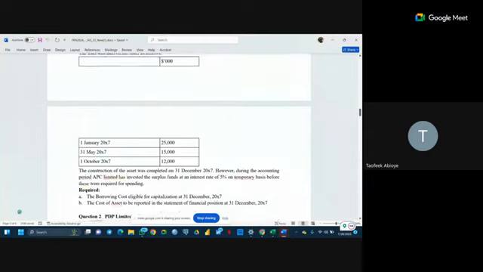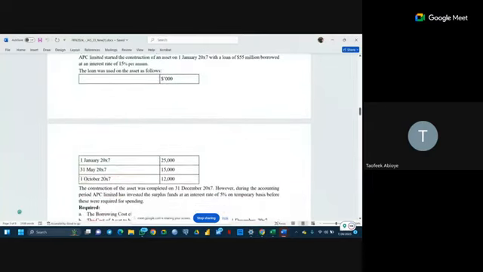So this is what we are going to do. We have the breakdown already on how they withdrew it. January 1st, they withdrew $25 million. As at this January 1st and before 31st of May, they have the remaining funds in their bank account. That remaining fund is what they reinvest. APC Limited has invested the surplus fund at an interest rate of 5% on a temporary basis before these were required for spending.